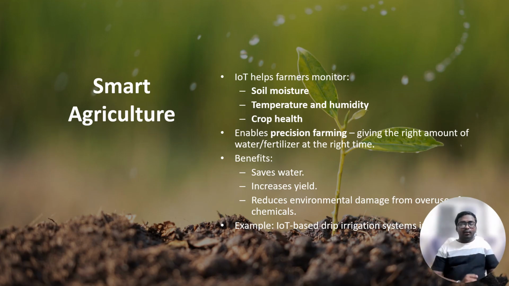Smart agriculture. IoT helps farmers monitor soil moisture, temperature and humidity, and crop health. It enables precision farming, giving the right amount of water and fertilizer at the right time. Benefits: saving water, increases yield, reduces environmental damage from overuse of chemicals. Example, IoT-based drip irrigation systems in farming.